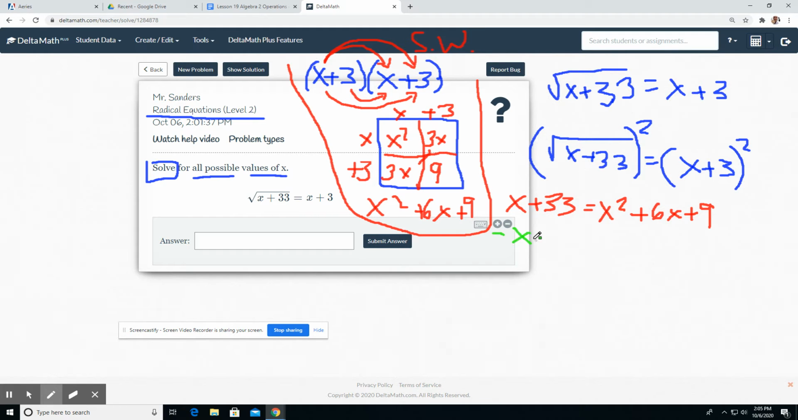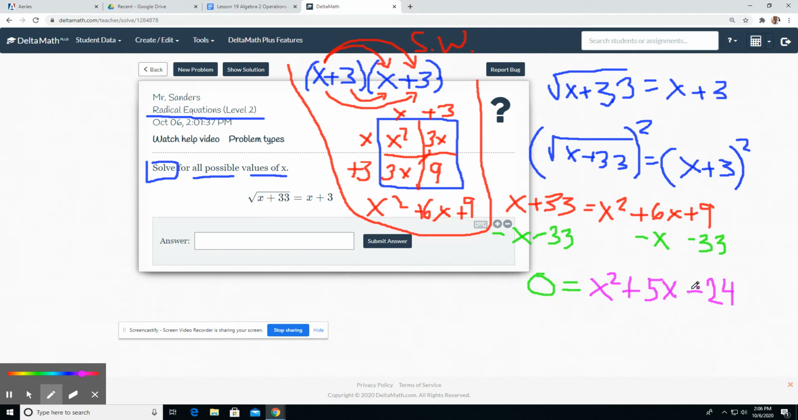Minus x to both sides and minus 33. I'll go ahead and do both of those at the same time. Minus x goes under the x's. Minus 33 goes under the numbers. So the whole point is that we have a 0 on one of the sides. So I have 0 equals, not very happy with that color. Let's do a pink. And we still have our x squared. 6x minus x is 5x, so that's a plus 5x. And 9 minus 33 is negative 24.